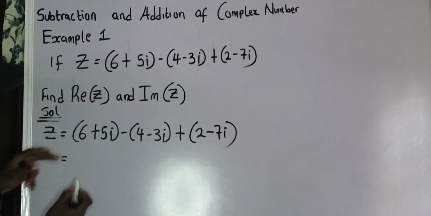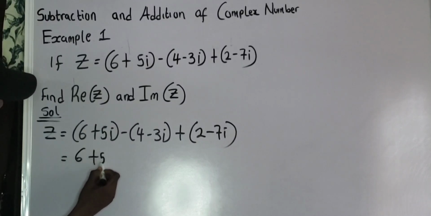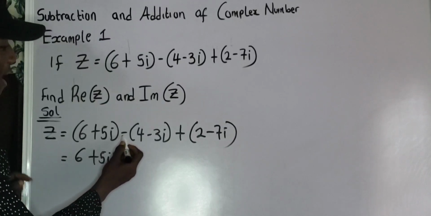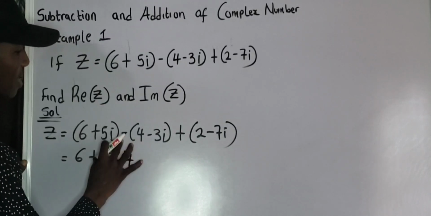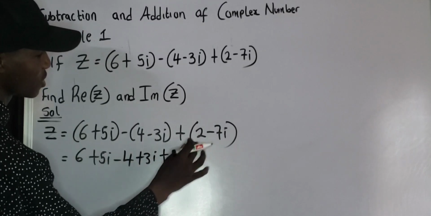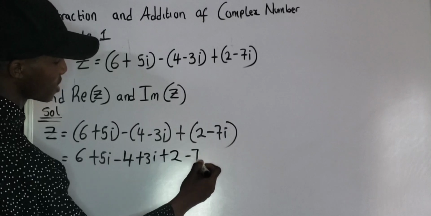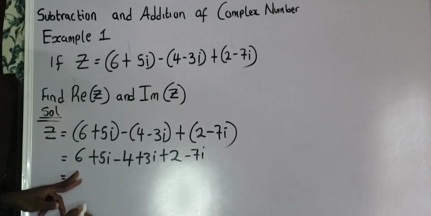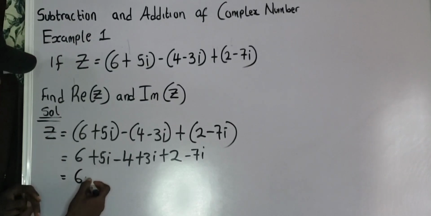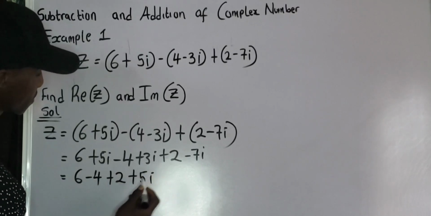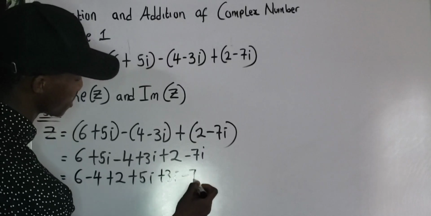So for this, I'm going to open the bracket. I'm going to have 6 plus 5i. Use this minus to multiply all the entity in this bracket. I'm going to have minus multiply 4, that is minus 4, minus multiply minus 3i, that is plus 3i, plus 2 minus 7i. So I have opened the bracket. The next step is that we are going to collect the like terms. So for this, I'm going to have 6 minus 4 plus 2 plus 5i plus 3i minus 7i.